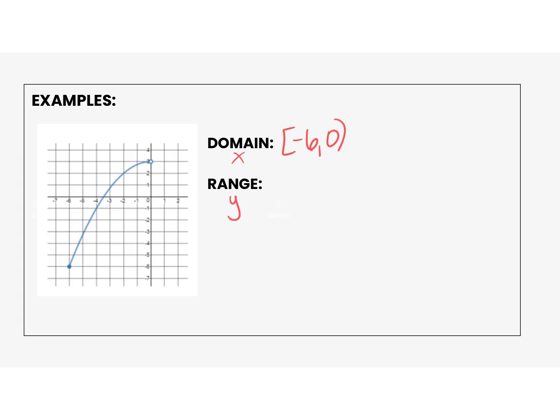For the range, now we're looking at y values, so that's starting at the bottom and going up. So again, I'm starting at -6 with a closed circle, so I do a bracket. And then it's going to go all the way up to +3 with an open circle, so that's a parenthesis.